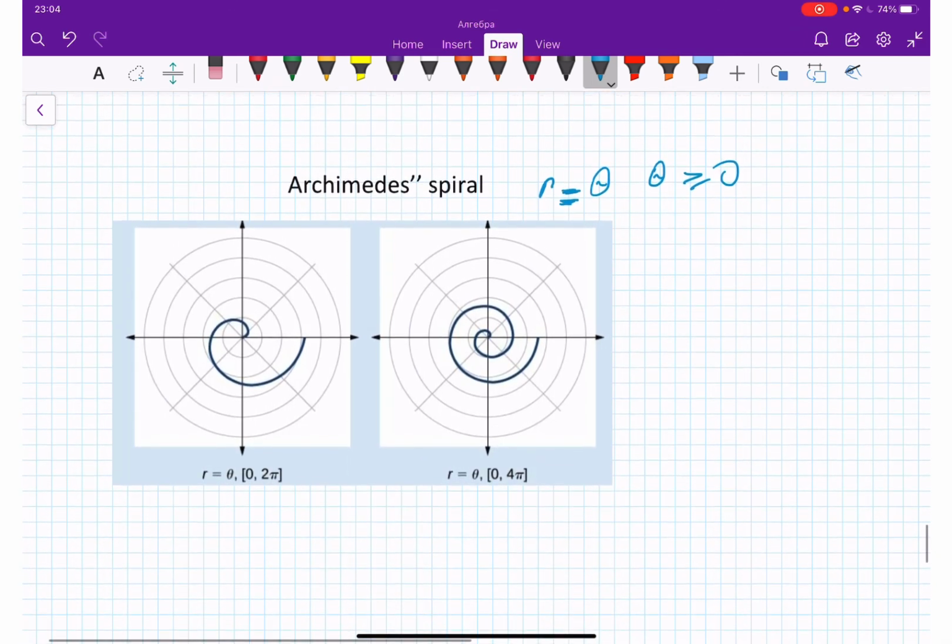Okay, so let's see. r equals theta within 2 pi. So as you can see, it's making one circle, right? 2 pi. Within 4 pi, it's going twice. Right? 4 pi. And so on. It keeps going 2 pi, 4 pi, 6 pi, 8 pi, and so on. It's an unending spiraling path. Okay, now let's build the graph of another spiral.